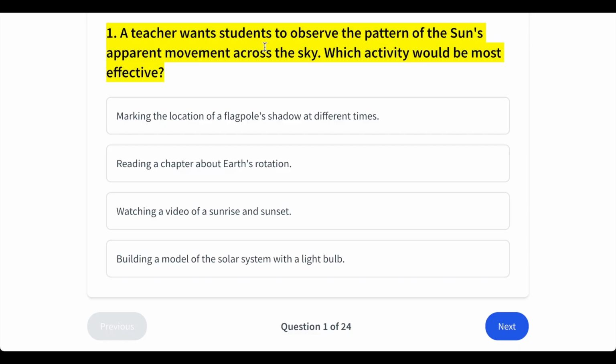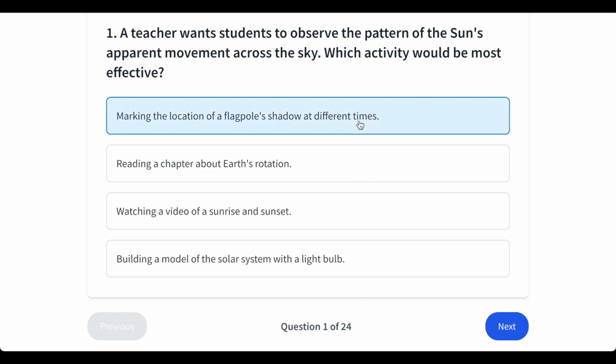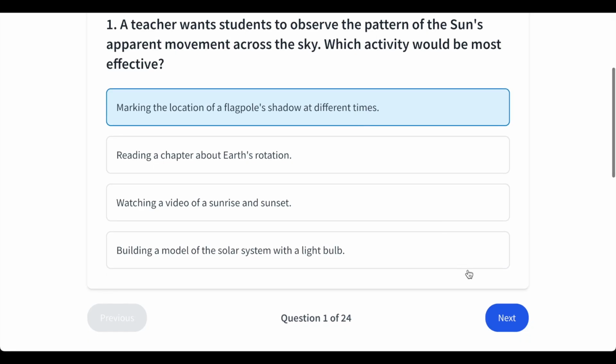A teacher wants students to observe the pattern of the sun's apparent movement across the sky. Which activity would be most effective? Take a moment to read the answer options A, B, C, and D before we talk about it together. All right, so I am taking a look at answer option A. I like that because observing how a shadow changes throughout the day provides that direct, concrete evidence of the sun's apparent movement.